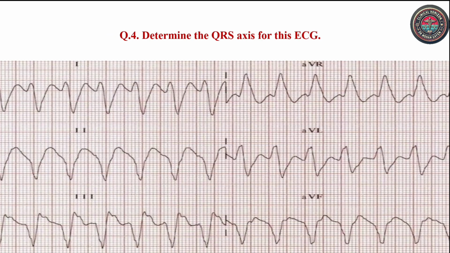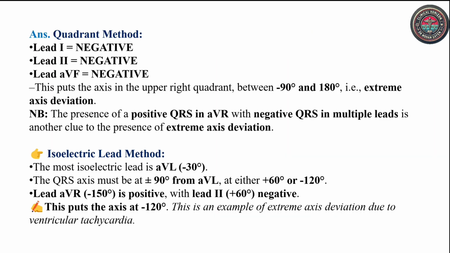An ECG shows lead 1 has a negative QRS complex. Lead AVF has a negative QRS complex. What does this indicate? Step 1. Check lead 1. The QRS complex is negative in lead 1, meaning the axis is directed toward the right. Step 2. Check lead AVF. The QRS complex is negative in lead AVF, meaning the electrical activity is moving superiorly instead of downward.